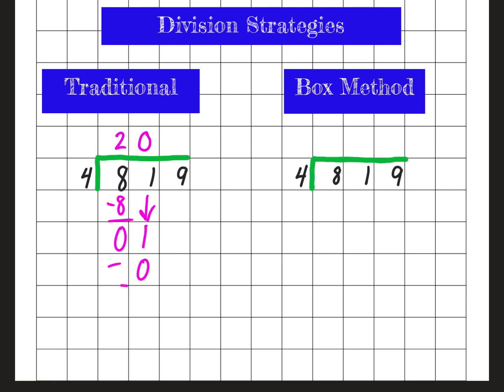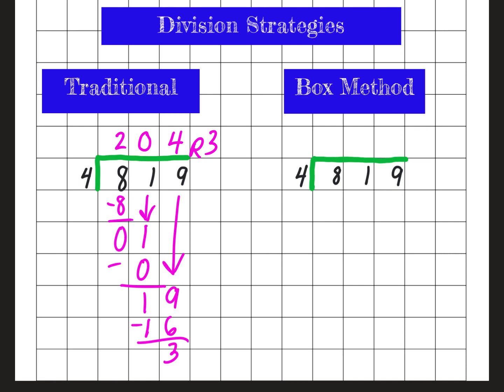4 times 0 is 0. We subtract, we get 1. We bring the 9 down. 4 goes into 19. 4, 8, 12, 16. So that would be 4 times for 16. We subtract and get 3. 204, remainder 3. Now by using the box method, it helps you not forget this 0 there in the middle. A lot of times on this question, I'll see students come up with the answer of 24 remainder 3, and they don't insert that 0 to hold the place value.